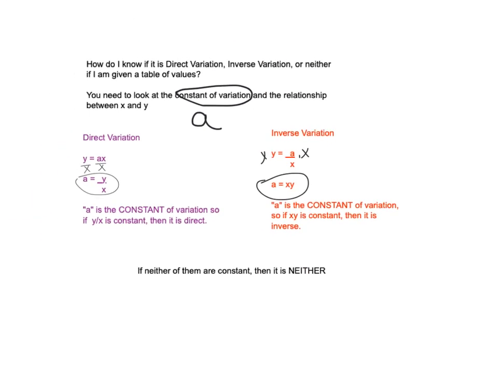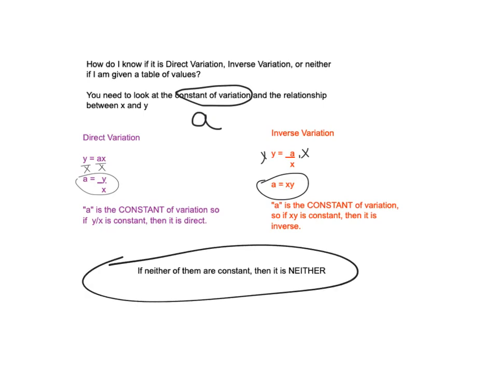If you're looking at a table of values and you have a constant a value that is y divided by x, that means it's direct. If you have a constant value when you multiply them together, that means it's inverse. And of course, if it's not constant each time, it's neither.